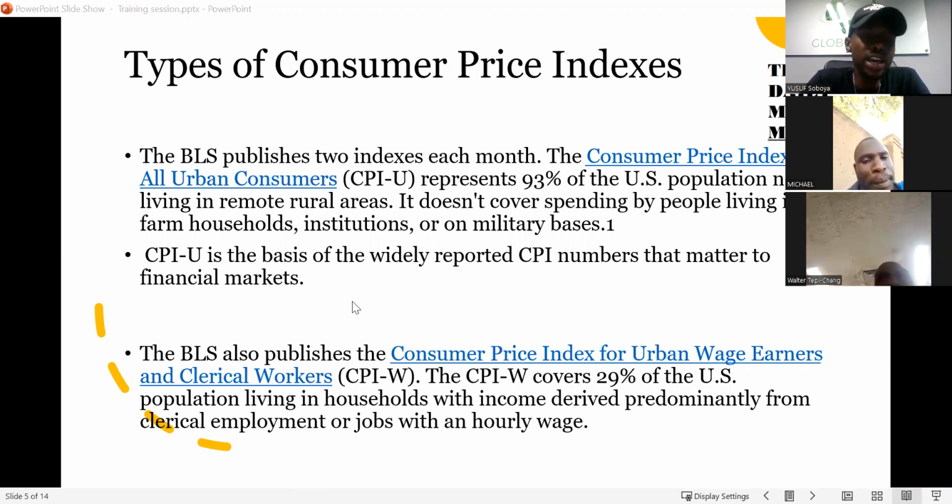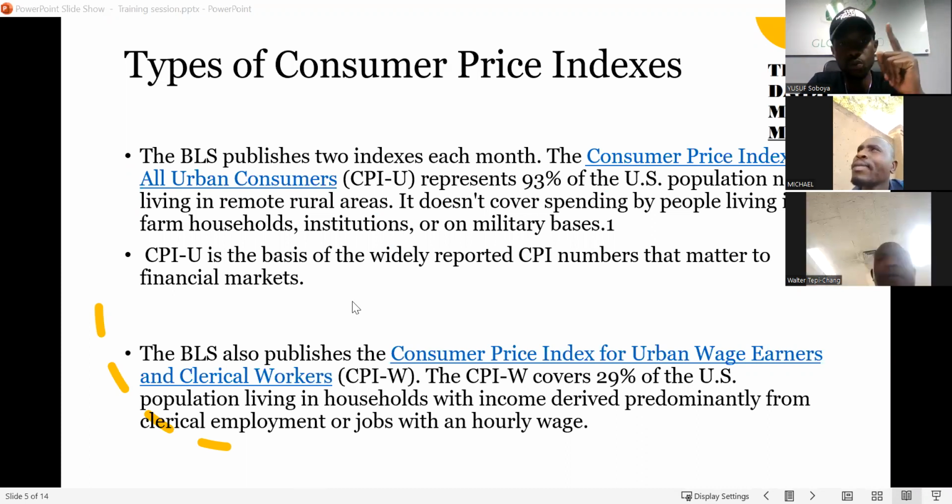All right, so the BLS publishes two indices each month. The Consumer Price Index for Urban Consumers is the CPI-U, right? It represents 93% of the US population not living in remote rural areas, and it doesn't cover spending by people living in farmhouses, institutions, or military bases, because these are government houses.